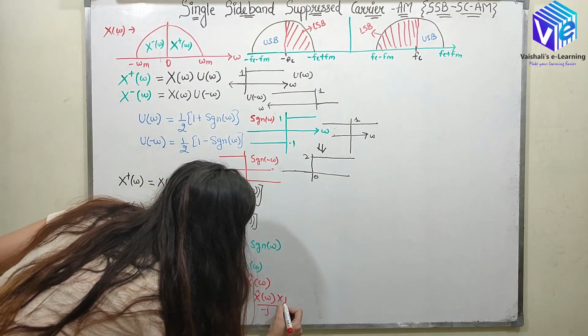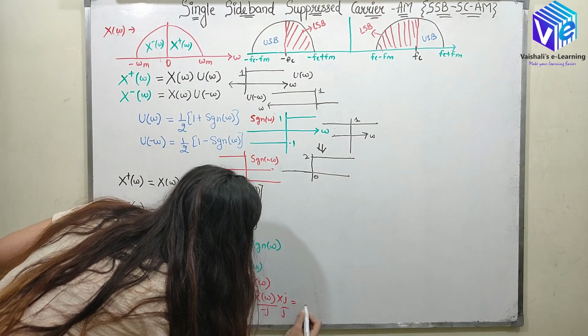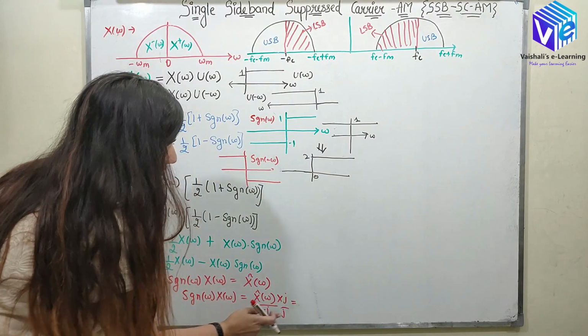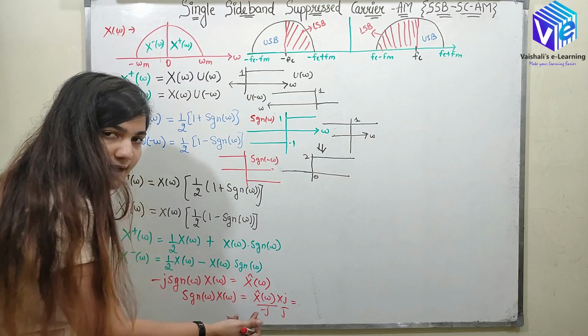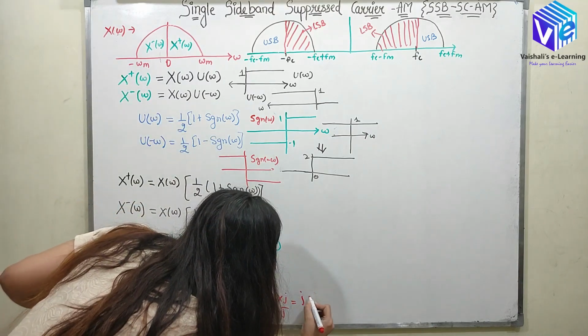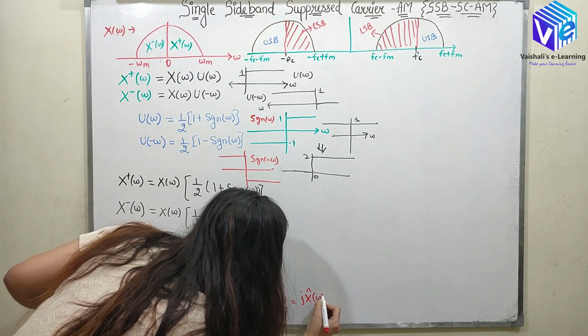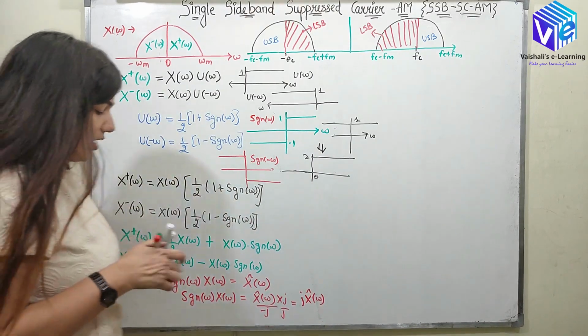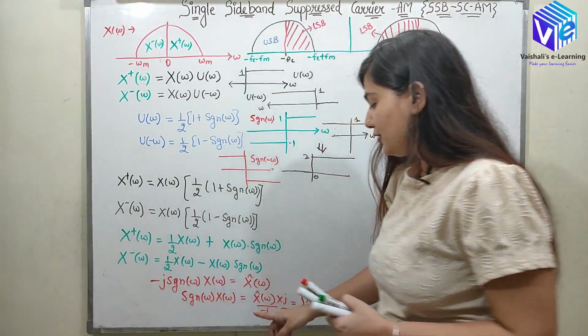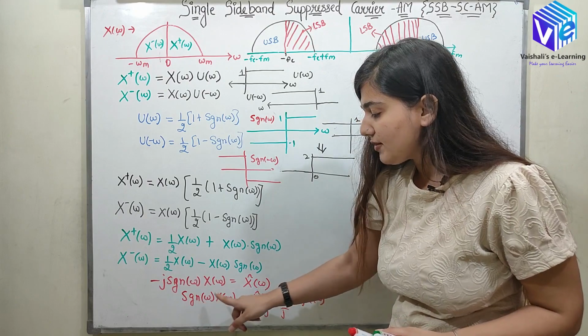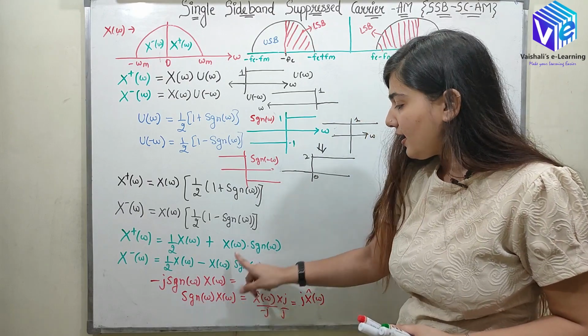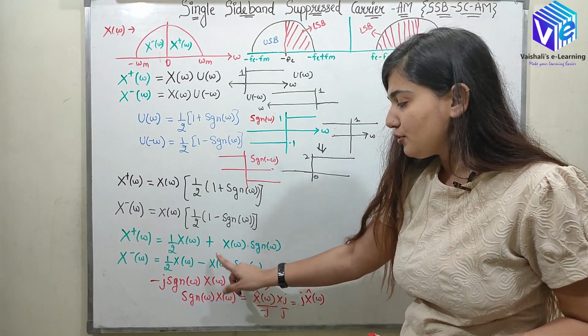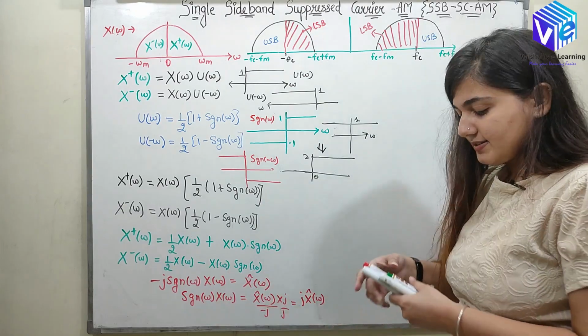So now I can rationalize it. It would be equal to minus j into j, which would be minus j square, which is equal to 1. So it would be equal to j X cap of omega. I hope now you understood. I found out the value of signum of omega into X of omega. Here I was using this term, so here and here I'll replace these terms.